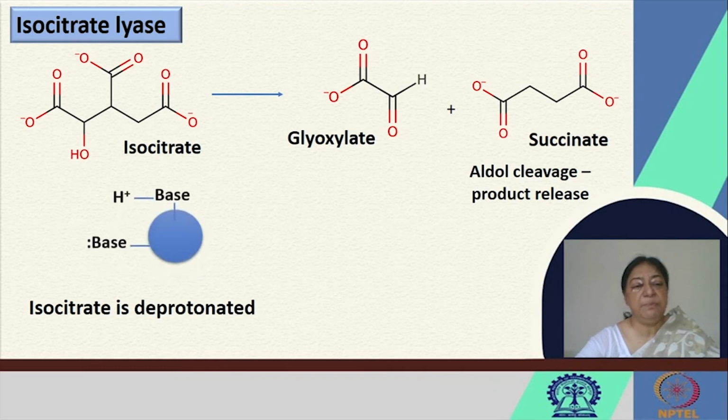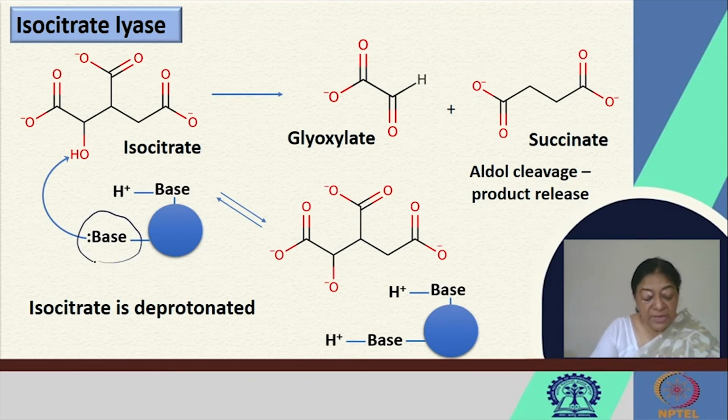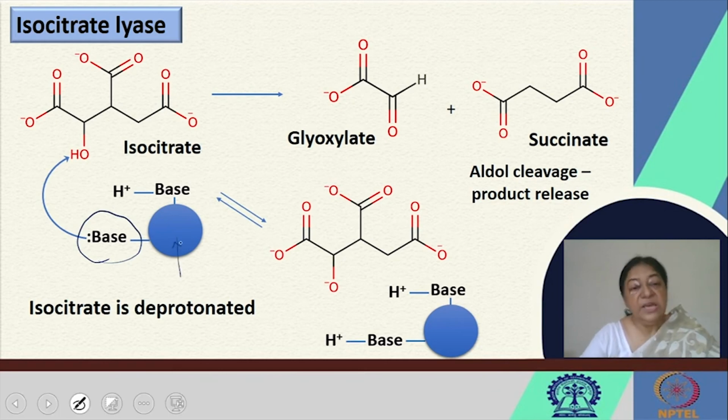The first step involves the deprotonation of isocitrate that is brought about by an imidazole, because that we have learned can act as a proton donor and a proton acceptor. So this blue sphere that we see here is part of the enzyme that we are interested in, that provides the histidine residue to act as a base in the deprotonation of isocitrate.